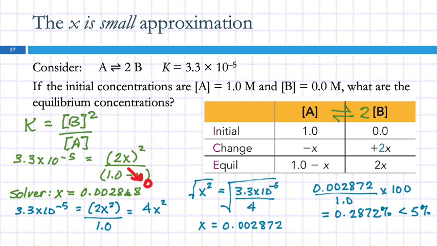What are the equilibrium concentrations? Well, I'm going to do this up on the top because I ran out of room down there. Well, the concentration of A is 1 minus x. Now, we said x was so small it didn't matter. Let's prove it to ourselves. So this is 1.0 minus 0.002872. So I do that on my calculator. And it gives me 0.997128.